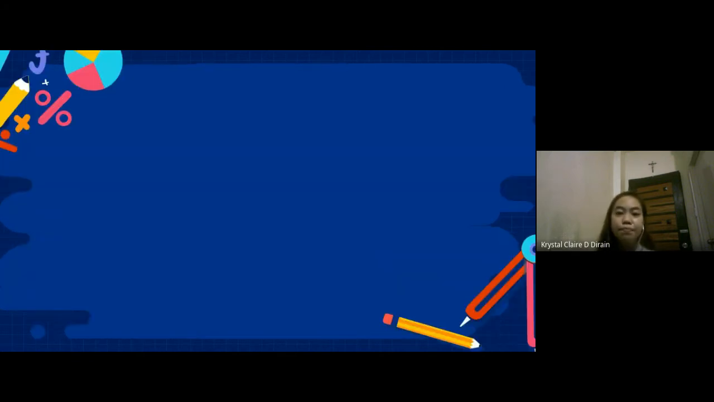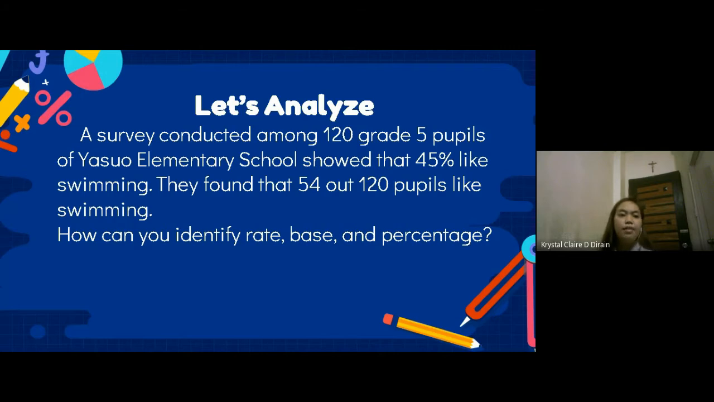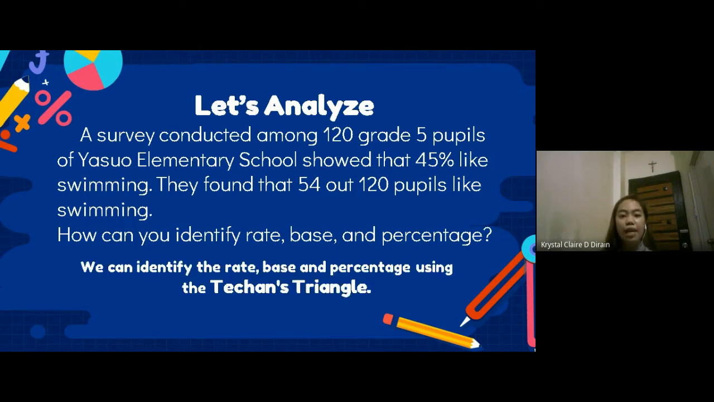Okay, next. Let's analyze this one. A survey conducted among 120 grade 5 pupils of Piazza Elementary showed that 45% like swimming, and they found that 54 out of 120 pupils like swimming. So, how can you identify the rate, base, and the percentage? We can identify them using the Kitchen's triangle.